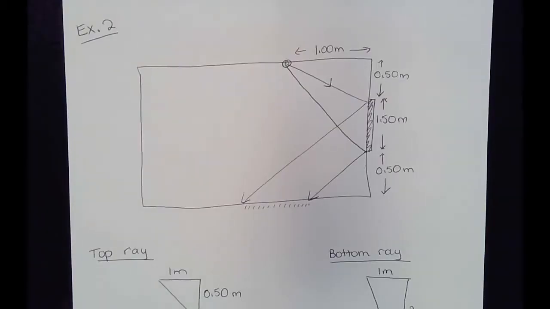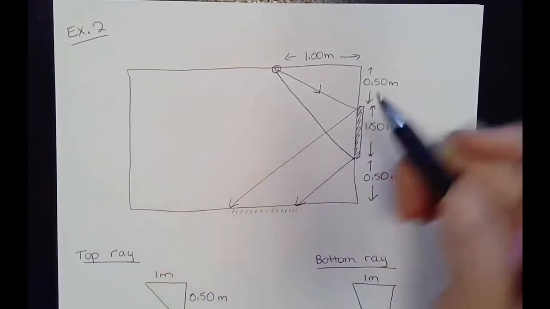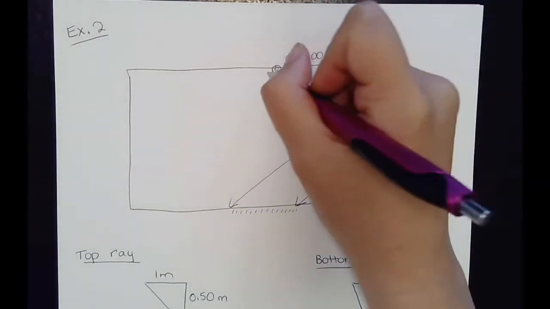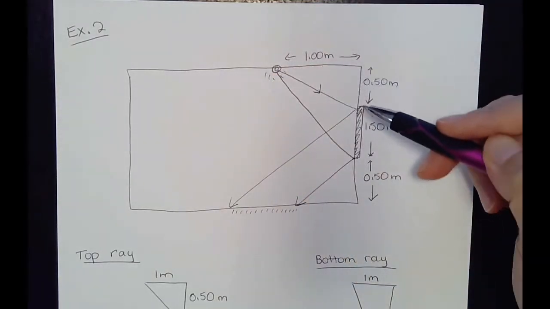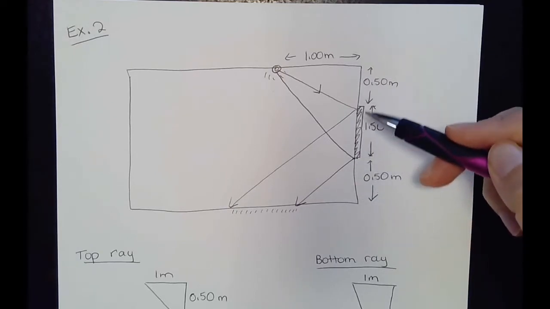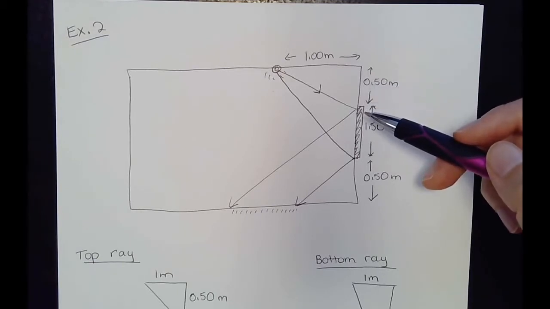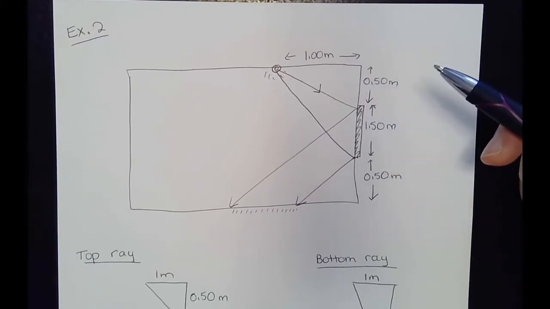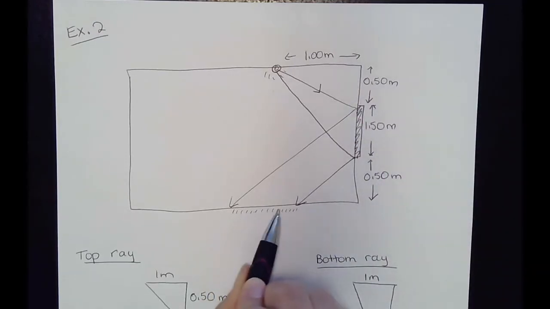Okay, so I've drawn a few diagrams here to help with the solution. This is the room, and then we have the bulb here at 1 meter from the wall, and then this is the mirror, so it's 0.5 meters above the floor, it's 1.5 meters long, and then 0.5 meters below the ceiling. So this is obviously not to scale. I'm just going to use it for the geometry. And then this will be the light patch.